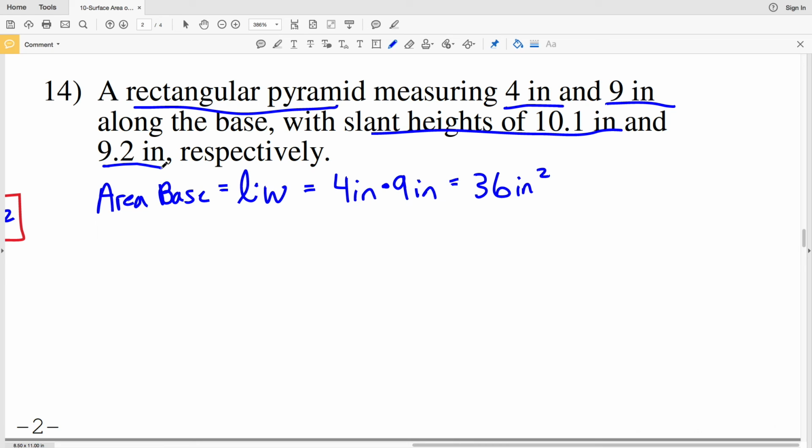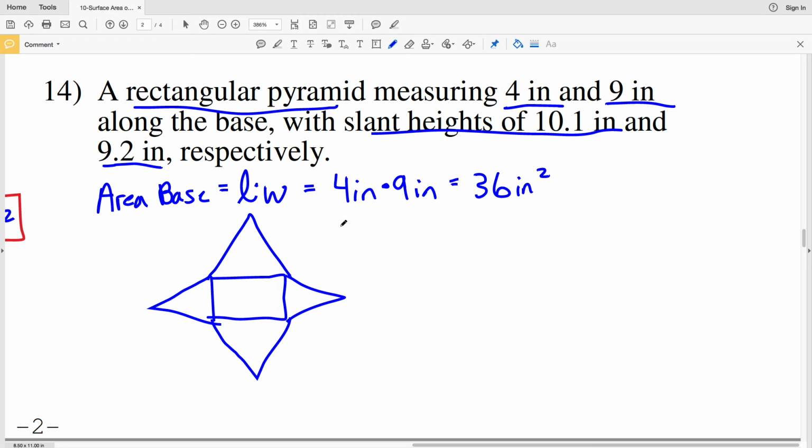And we also have 9.2 inches. So now we have two separate slant heights. And this is different than any of the problems we've done before, because our bases have all been regular, and since the bases were regular, all the faces that were not the base were congruent triangles. However, now we have two separate sets of congruent triangles.